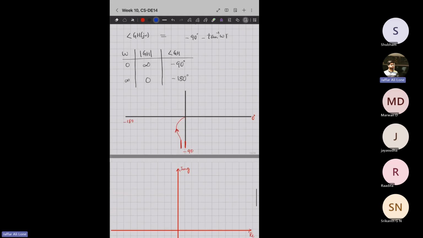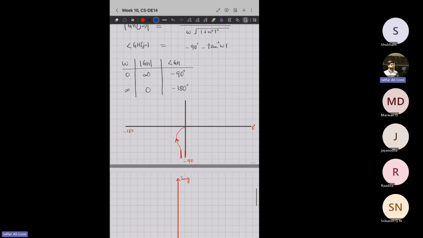Shubham is asking where is minus 180. See, this is 0 degree. If you go this way, it is plus 90 degree. If you go this way, it is minus 90 degree. If you go this way, it's plus 180 degree. If you go this way, it's minus 180 degree. That's how I have written it. So this is going, and finally it will be somewhere here, at minus 180. Is it clear, Shubham?